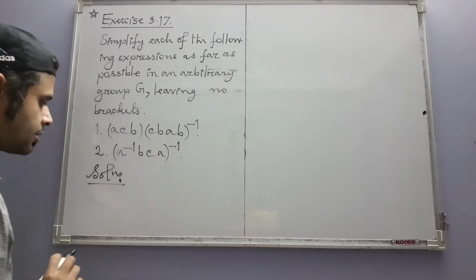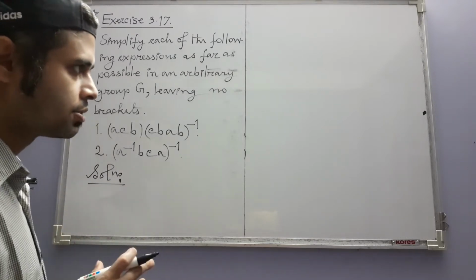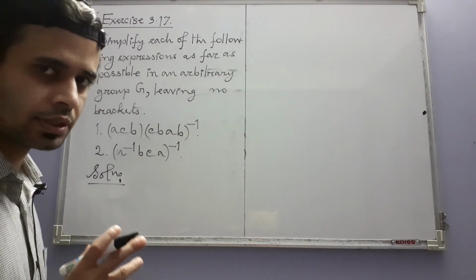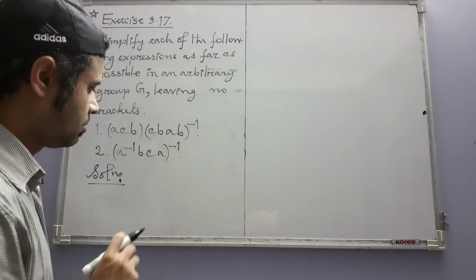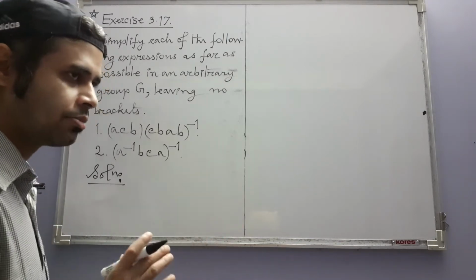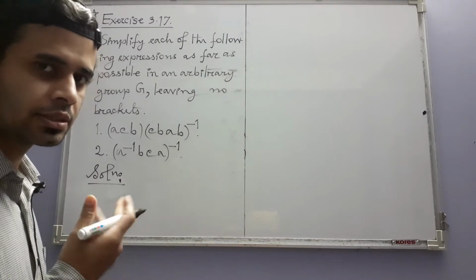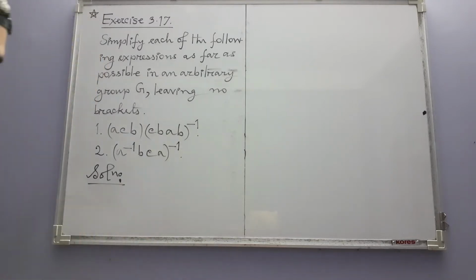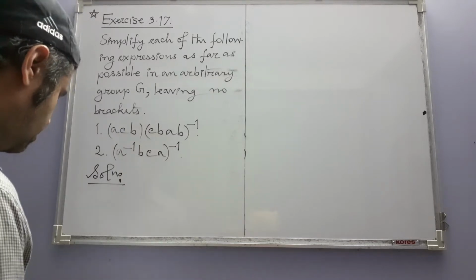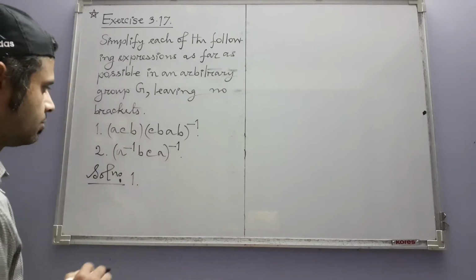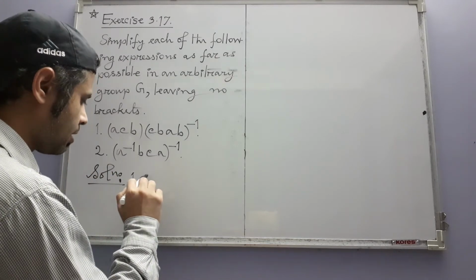In this simplification, we are of course going to use the few properties that we have in this section. Although we are not going to explicitly mention them at each step where they are being used, we will simply mention them verbally, not in writing. So the first one can be simplified like this.